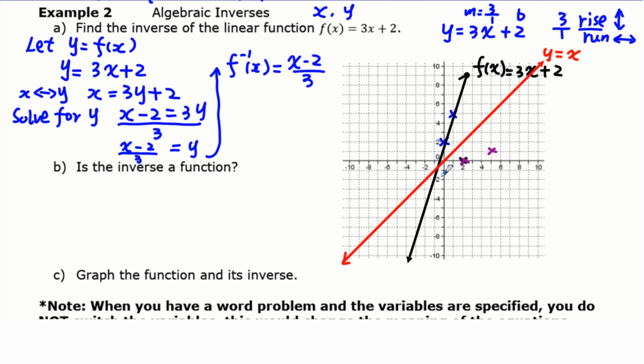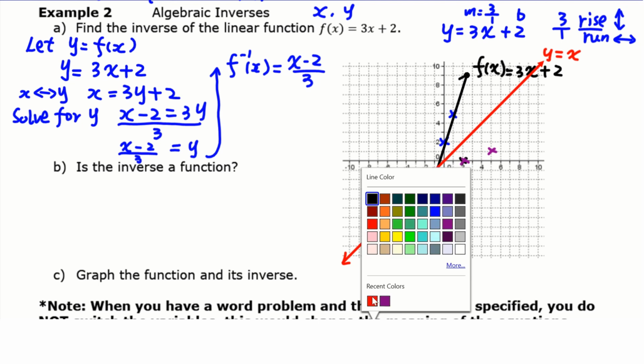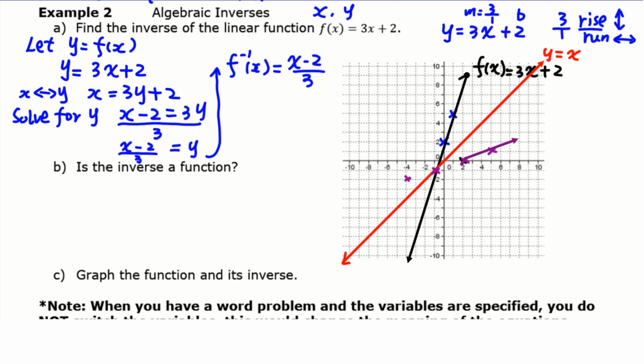And for the other point, negative 1 with 7 becomes 7 with negative 1. Same point, so they will repeat this point. Then also we could use a step pattern of 1 over 3, so it's up 1, right 3, and the same thing, down 1, left 3. We have this point, then we are going to use a straight line to connect them. So it will be this way, and also go to the other side. So this is the inverse function.